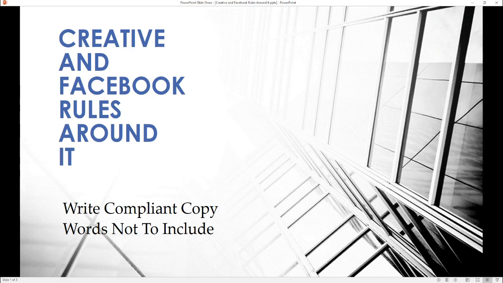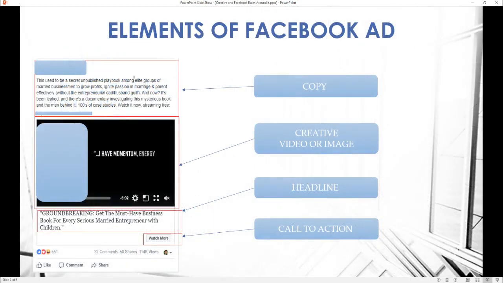Then we're going to touch on words not to include, things not to include. We want to see what things we need to avoid in order to stay compliant, in order to make sure that our ad does get approved and that we can scale that ad up. And then we're also going to touch base on best practices. So what works in the industry, what type of images, videos you should use, what type of copy you should use, etc. Okay, so first of all, we want to cover the elements of a Facebook ad.